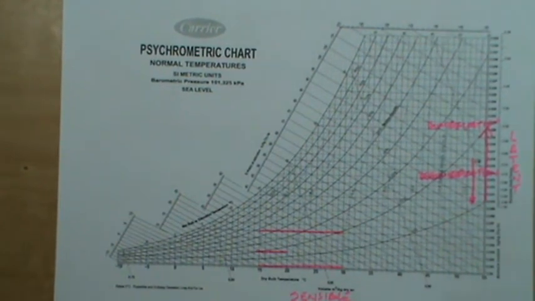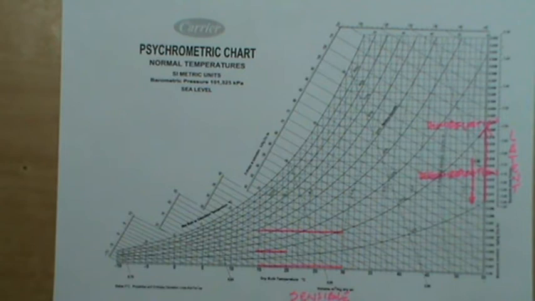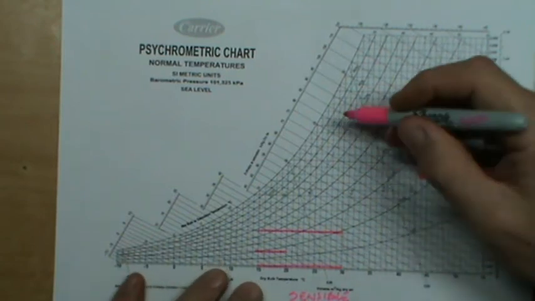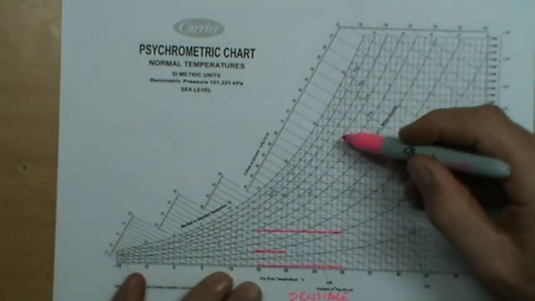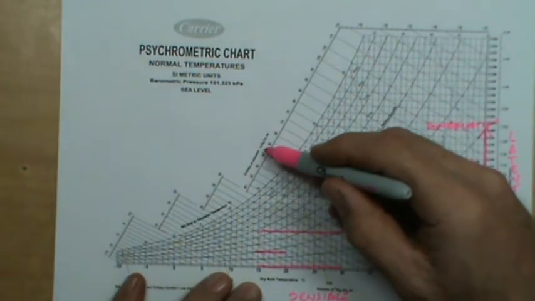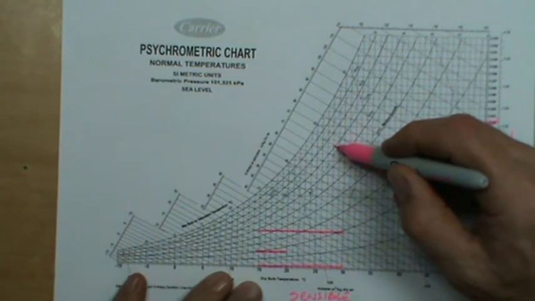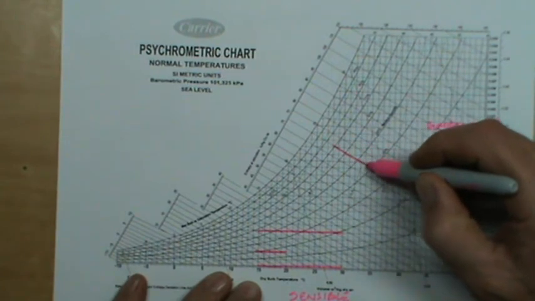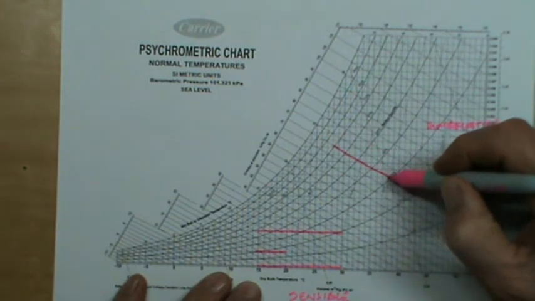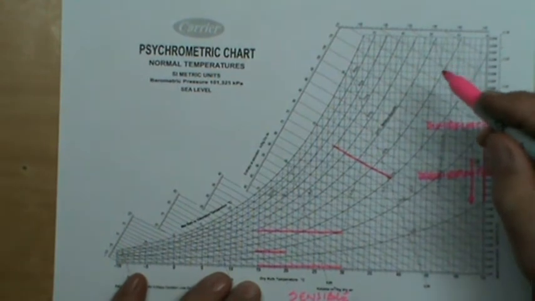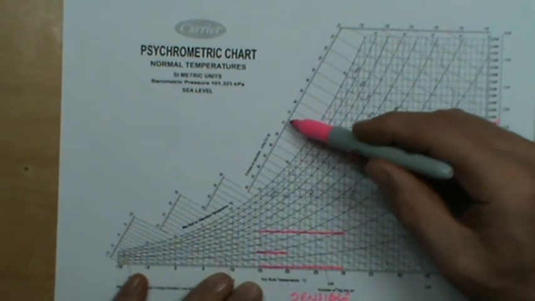So what happens over here is that any work that is done adiabatically is just going to maintain whatever enthalpy it started off with. So in other words, if we do adiabatic cooling or adiabatic heating, we are just going to go on the line.